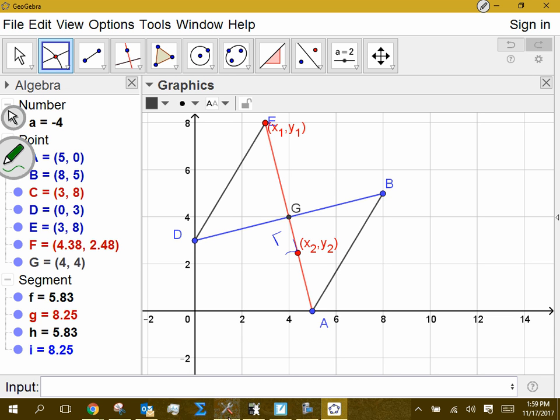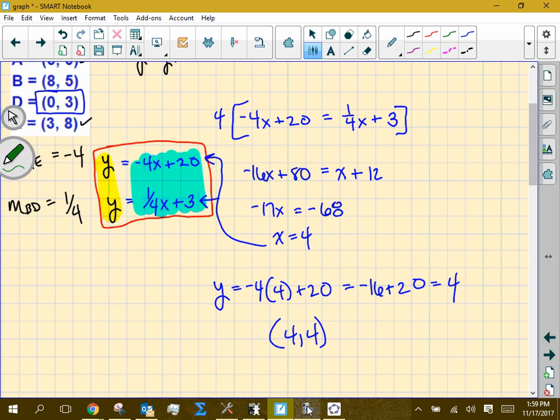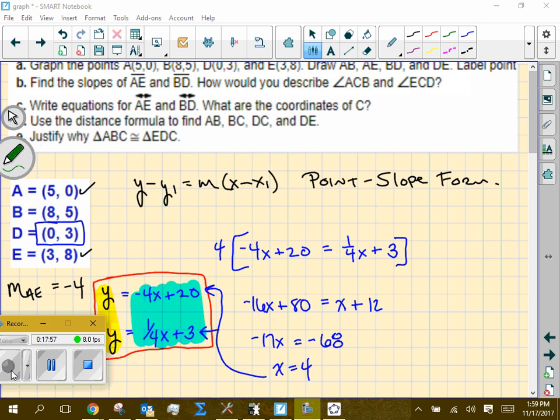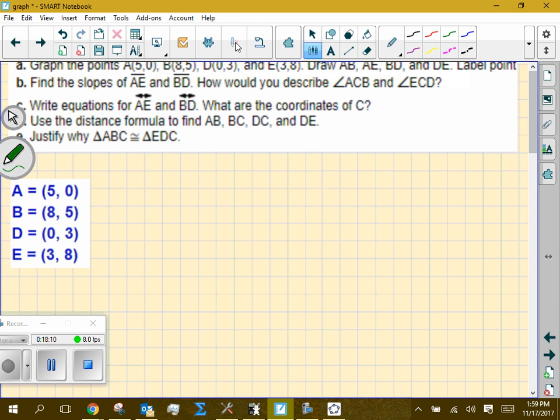Okay? So the next thing in this question. Part of this question says, use the distance formula to find AB, BC, DC, and DE. Okay? So we're going to go through and do that. What became problematic for people in the homework, and I got 7, 8 emails last night from this, is that we didn't know how to simplify our radicals. Okay? So hopefully I can teach you how to do that here.